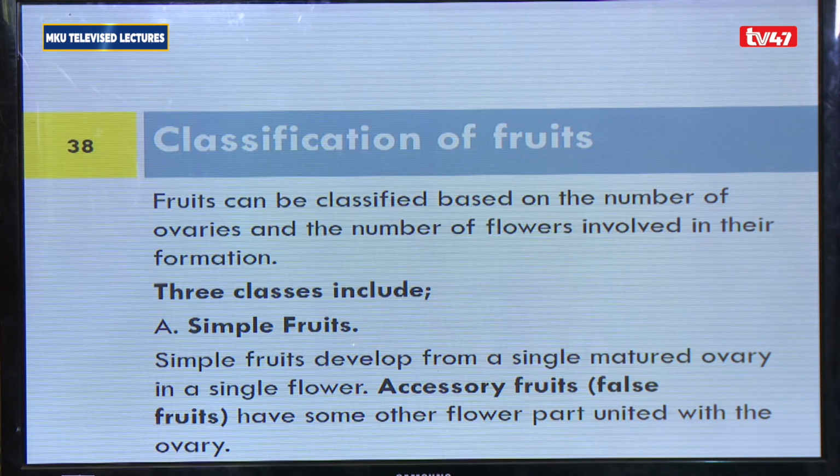So you've got three classes of fruits. Number one, we have got the simple fruits. Now these are fruits that develop from a single ovary that is within a single flower. So one flower has got one ovary, which gives rise to a fruit that becomes a simple fruit.